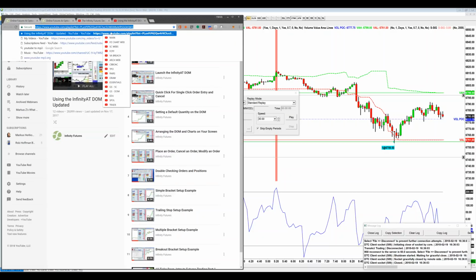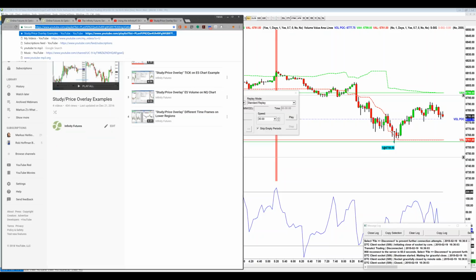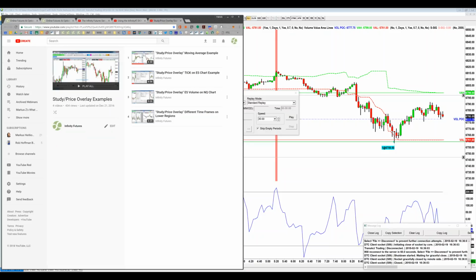And then for Dustin and some of the other people who are asking me as well, there's another good little list here that talks about the study price overlay study, which is this link. This is the example I was talking about where you put a moving average on one time frame onto another time frame, or how to put the NYSE tick onto an ES chart, or how to overlay the volume on the E-mini S&P onto a NASDAQ chart. There's really a lot of things you can do with the study. It's one of the most powerful studies inside Sierra Chart. Not enough people watch these.